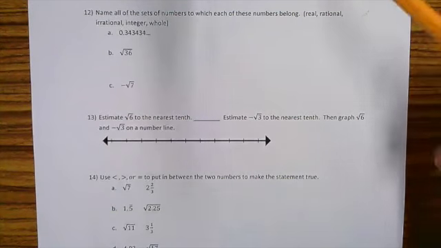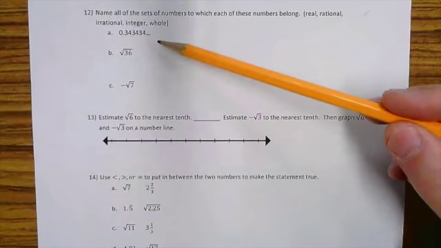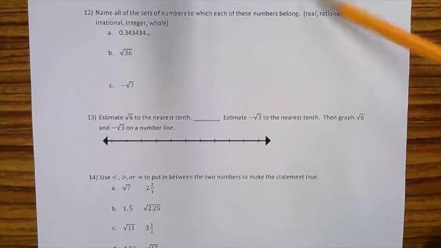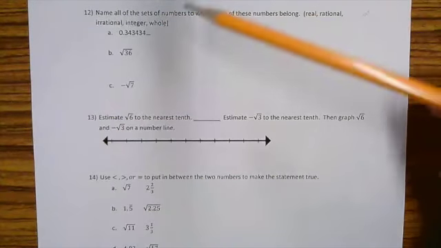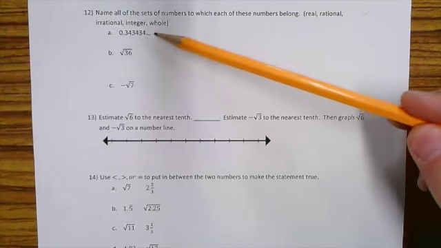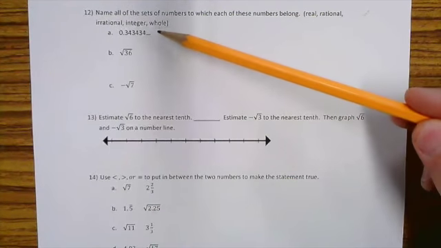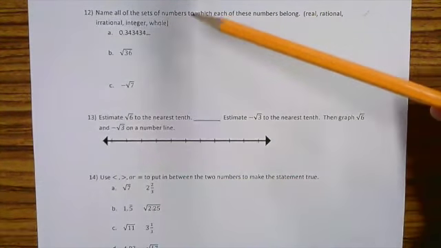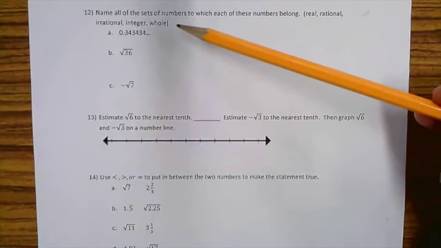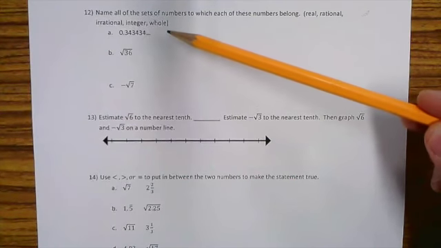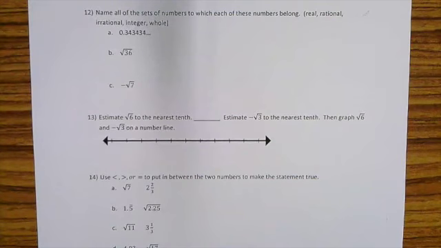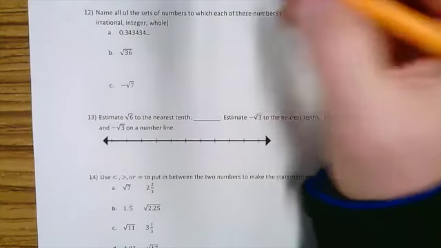So now we're going to take a look at certain numbers here and try to figure out what sets they belong to, whether they're real, rational, irrational, integer, or whole. So this is a decimal that continues on forever, but it has a repeating pattern. Remember, like 0.3 repeating was 1/3? Anything that has a repeating decimal can be represented as a fraction. That means it must be a rational number.